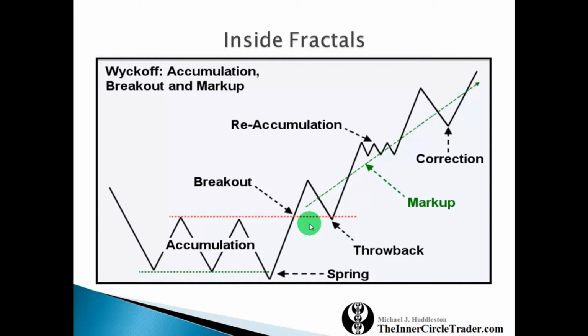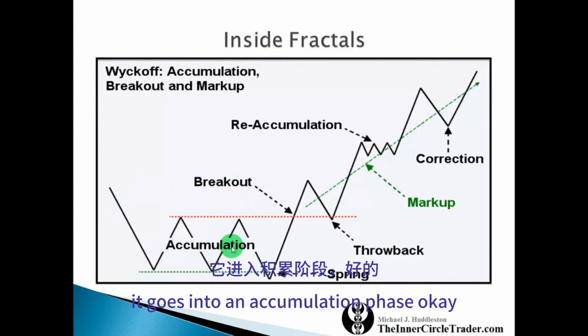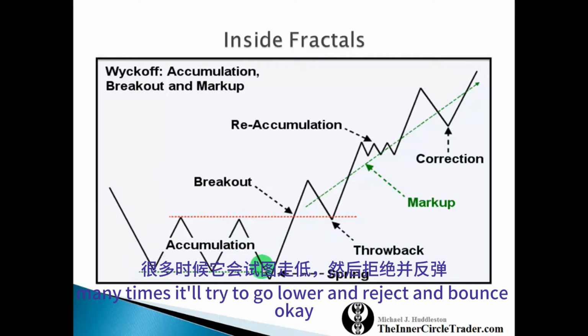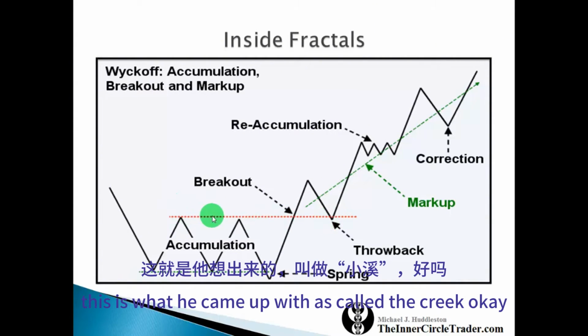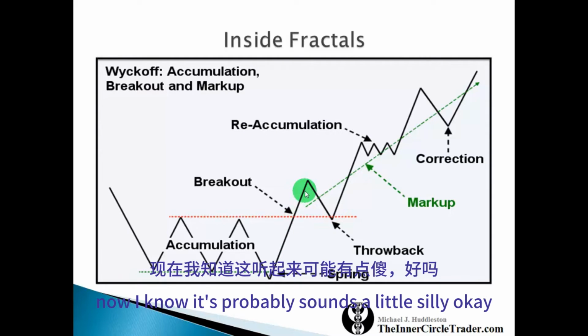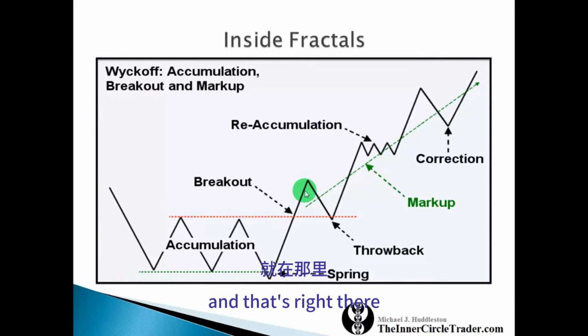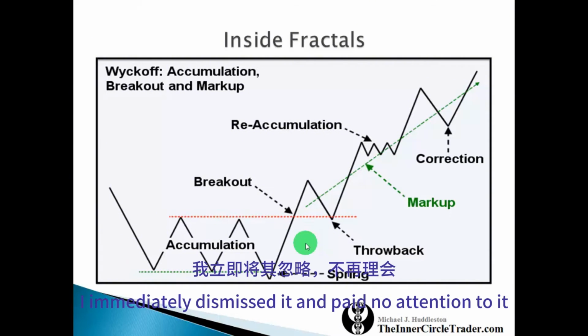So Wyckoff's assumption was that as the market drops down, it goes into an accumulation phase. Many times it'll try to go lower, reject and bounce. Then this red line here for bullish scenarios is what he came up with, called the creek. When it crosses that, it's called jumping the creek. Now I know it sounds a little silly, and that right there, jumping the creek and the spring, those two things, I immediately dismissed and paid no attention to.